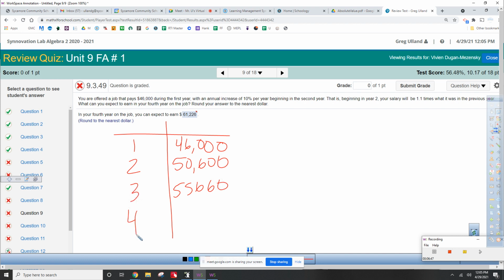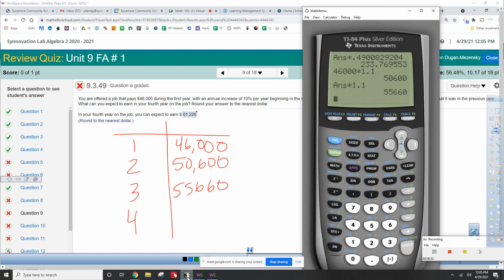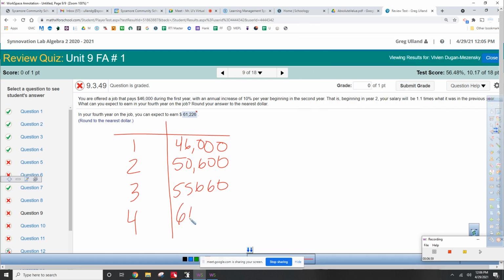Fourth year, is that what they want? Multiply it by 1.1. And there you go. 61,200 and change. 10% raises would be nice.